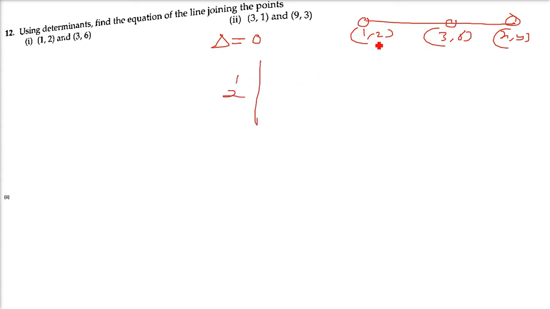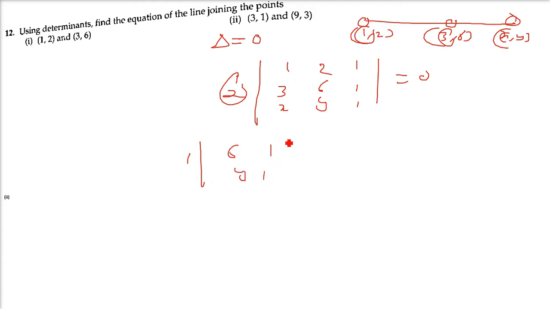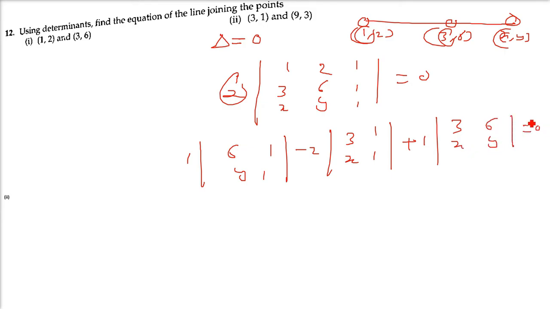So it will be half, and in the first column you take 1, 3, x. Then 2, 6, y in the second column. 1, 1, 1 here. Now this has to be equal to 0. So half cannot be 0, so the determinant will be equal to 0. You can open it using the first row: 1 times (6, y; 1, 1) minus 2 times (3, x; 1, 1), plus 1 times (3, x; 6, y). So this has to be equal to 0.